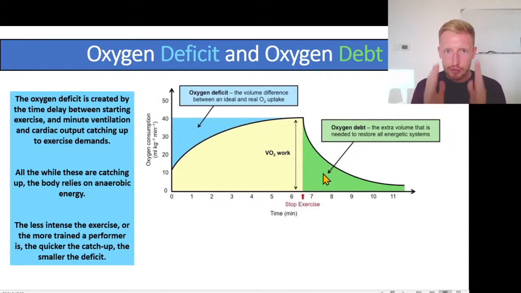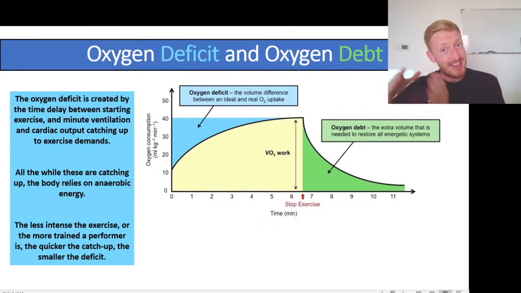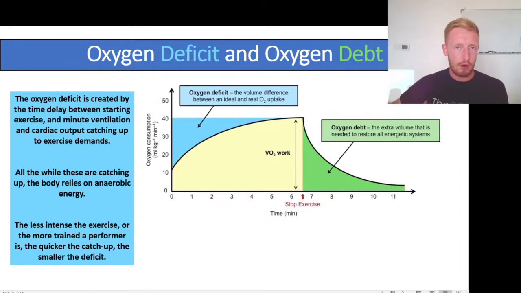Now, you don't need to know too much about the two stages at this point at GCSE. Moving into A-level, you'll look more closely at the fast stage and the slow stage of EPOC. You should be most concerned about the fast stage, which is the first couple of minutes, the first 2 to 3 to 4 to 10 minutes of post-exercise.